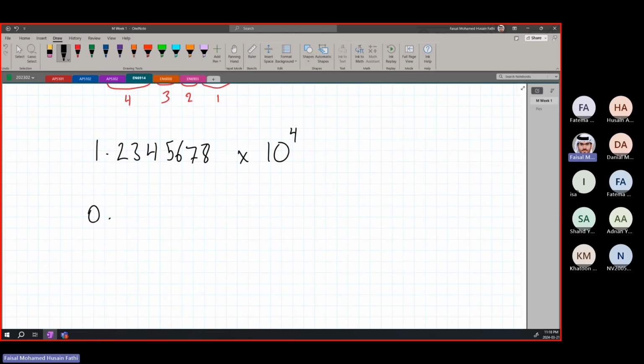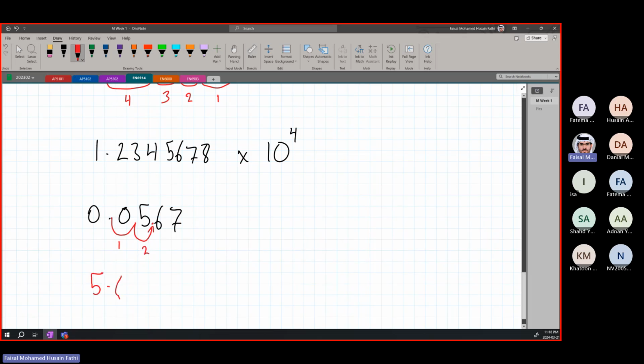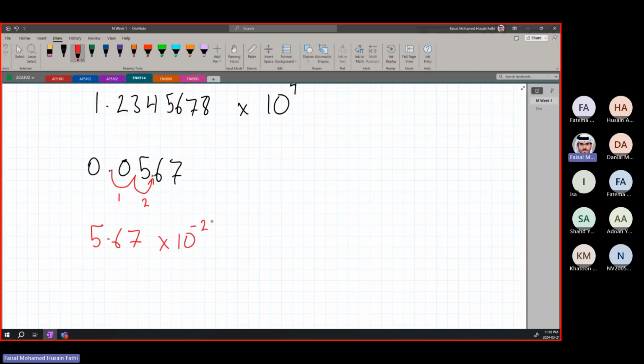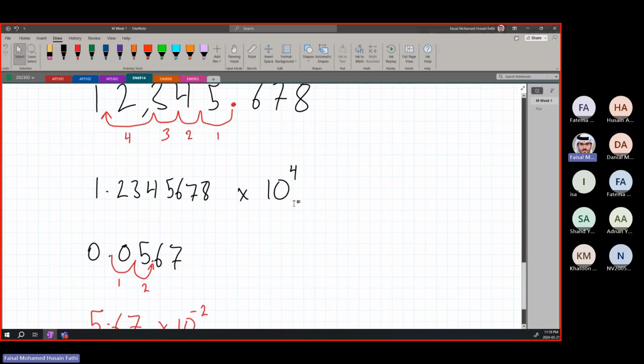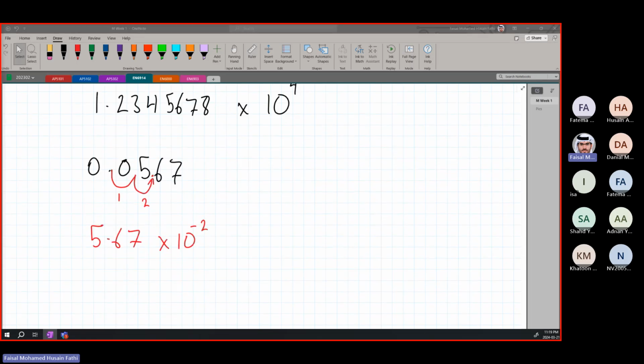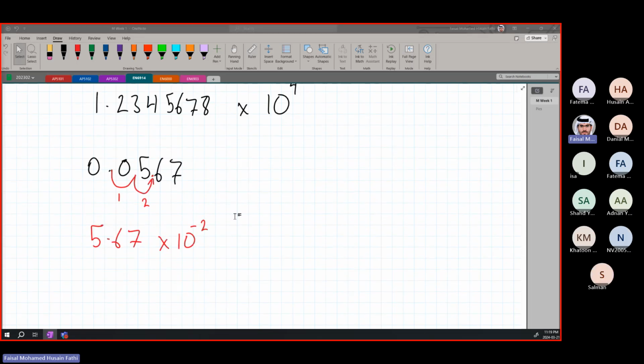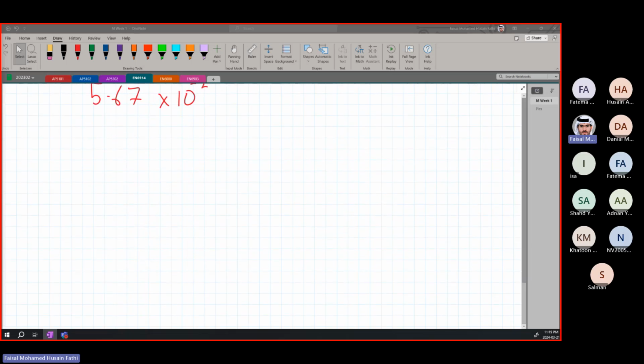So let's say we have 0.0567. We move the decimal to the very first non-zero number, so we moved it 2 times. Here it is going to be 5.67. Since we moved to the right, we multiply by 10 to the power of negative 2. If we move it to the left, we multiply by the positive power. This is just a very basic, quick reminder of standard form, just in case it comes.